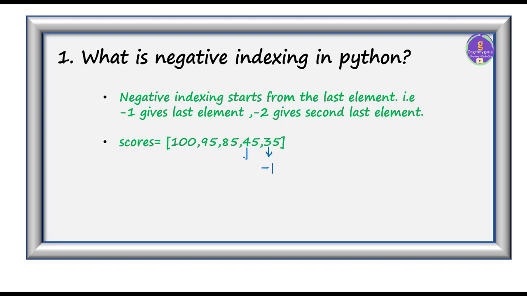45 will be -2. Positive index always starts from the first element in the list, tuple or string. So this is how negative and positive indices work. Where do we use negative indexing mostly? This comes in handy when we want to reverse a string or reverse a list.